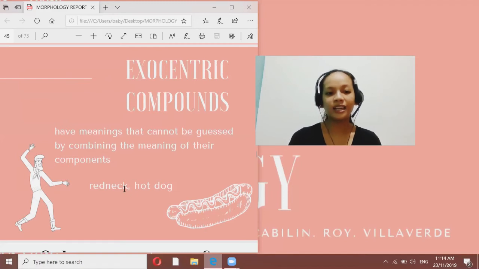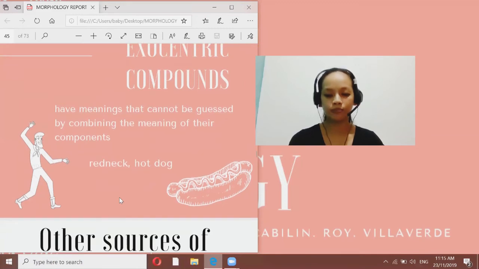We are not literally talking about a neck which is color red, just like a hot dog is not literally a dog that is hot. So the meaning cannot be guessed by the words alone. Just like the example, redhead also, and a scarecrow. So they have different meanings.